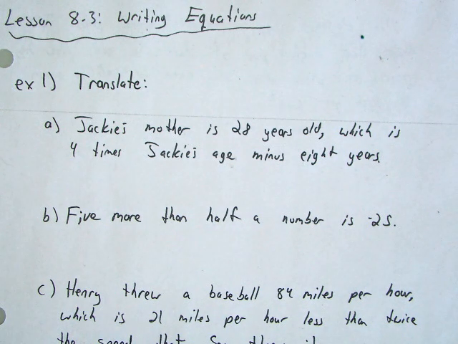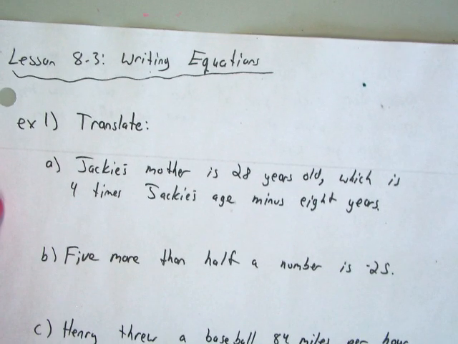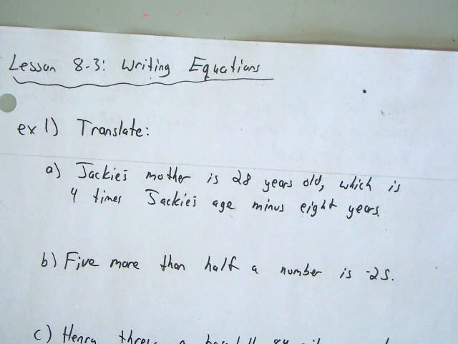So, we're going to talk about Chapter 8, Lesson 3. This is called Writing Equations. There's not a lot to do previous to going through these. The thing that we need to have an understanding of, though, is simply that we need to go ahead and figure out what some of these words mean.